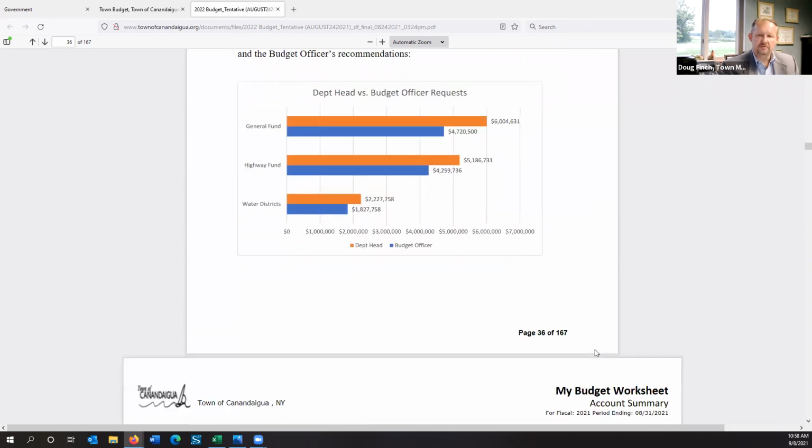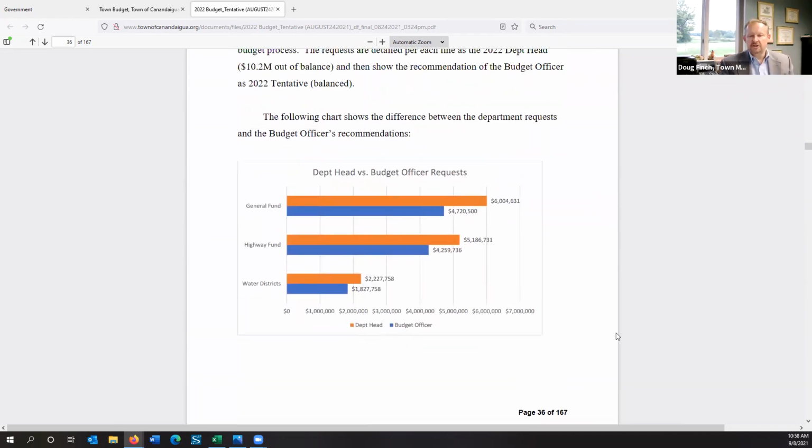You can see here, I touched on this earlier. I just want to share with you department head request versus the budget officer's recommendation. Remember I said back at the beginning of this, back in the June, July time period, we start to put in all of the requests associated. The department heads put in each of the requests for their particular department as they look ahead for the upcoming year. And then what I have to do as the budget officer and the town manager is go through that and prepare what's called a balanced budget and submit that to the town board.